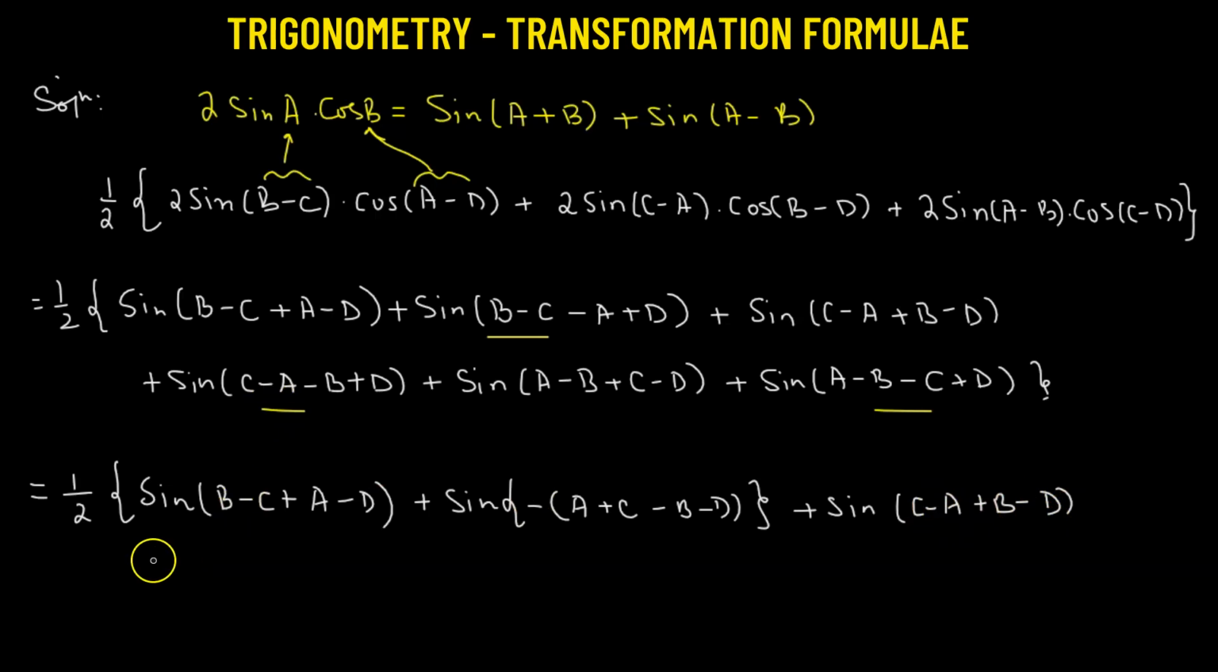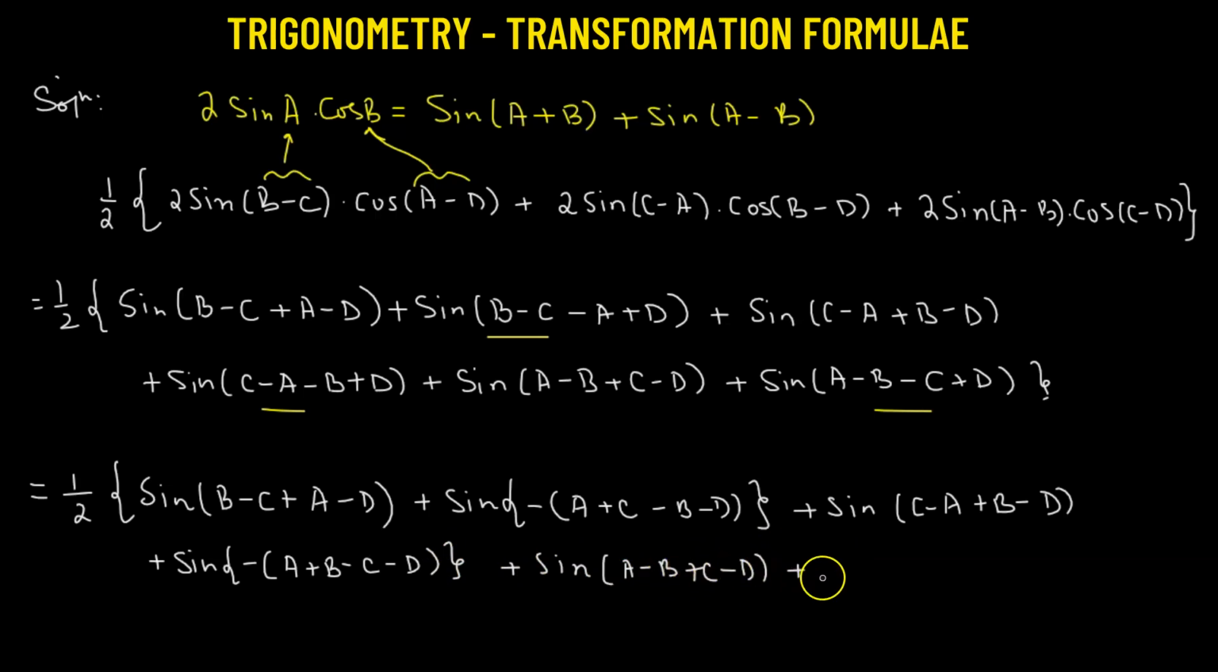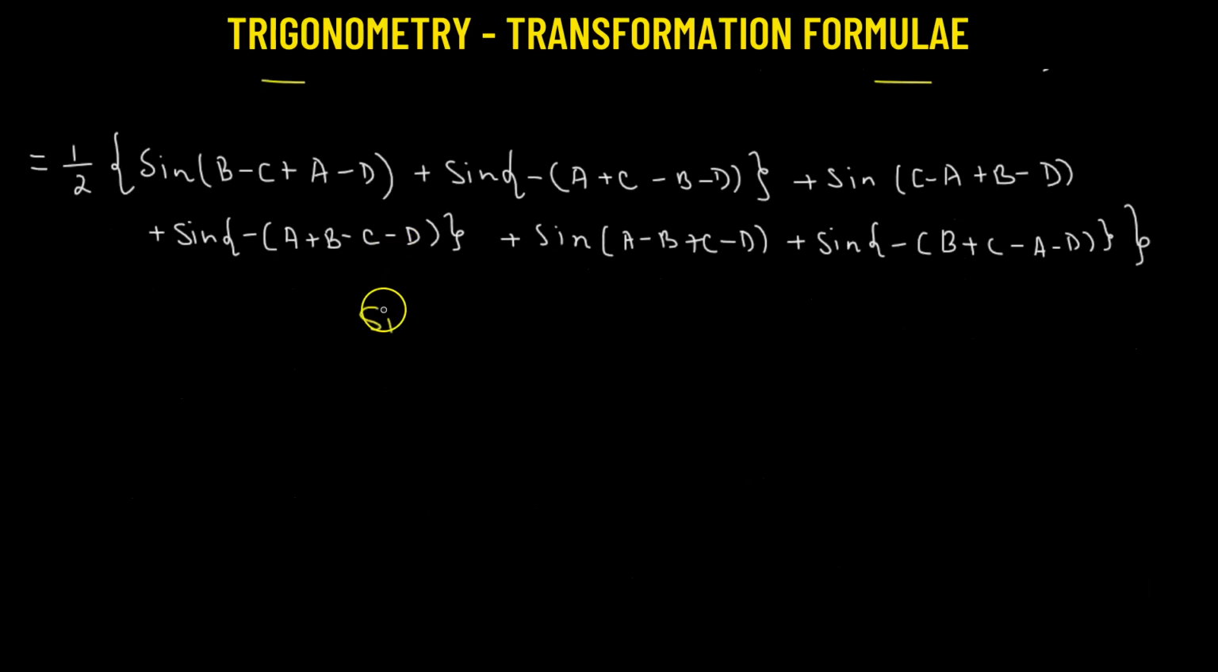Then coming to the fourth term, here also we're going to take negative as the common factor. So we get negative times A plus B minus C minus D. Fine. Then we keep the fifth term as it is. So we have sine of A minus B plus C minus D. And coming to the last term, we're going to take negative as the common factor. So we have sine of negative times B plus C minus A minus D. Fine. So we know that sine of negative theta is minus sine theta, because sine is an odd function.